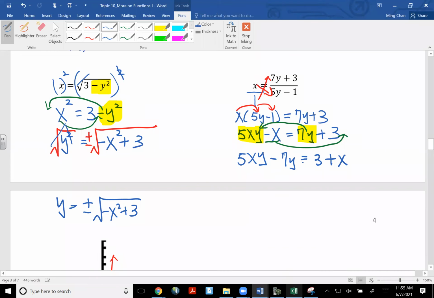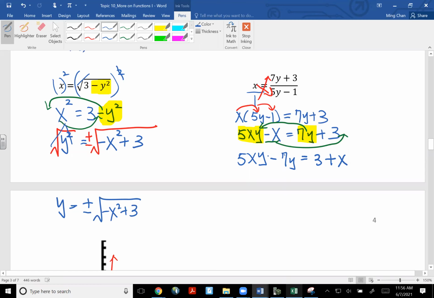If these two terms are not like terms, I cannot combine them. So how can I make these two letters of y into one single y? I gotta solve for y. I gotta get y equal. Right now I got y in two different terms. So this is where the factoring comes in.